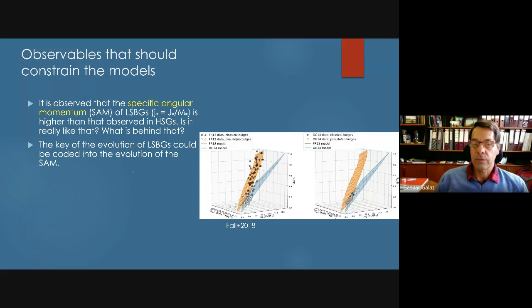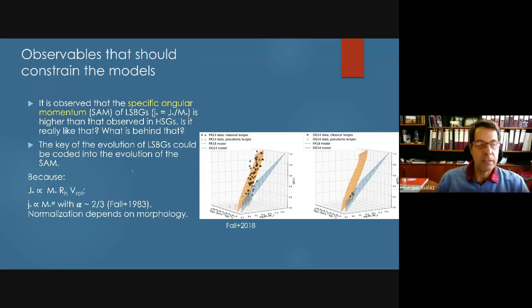So Fall in 2018 showed that, using some data and some models, one can make a distinction between the pseudo bulge and classical bulge to explain, or hopefully to explain, why the angular momentum in these galaxies is large. Okay, so these are technical things. I will not enter too much into this, but Fall showed that most of the galaxies have this alpha 2/3 to explain the specific angular momentum that is defined with this formula.